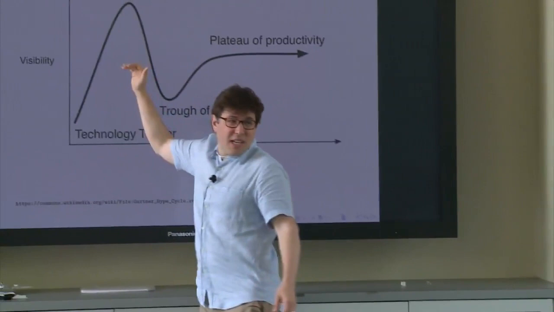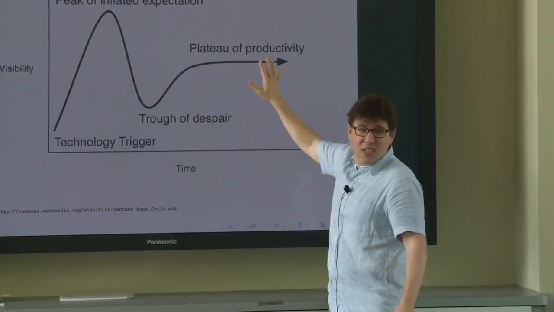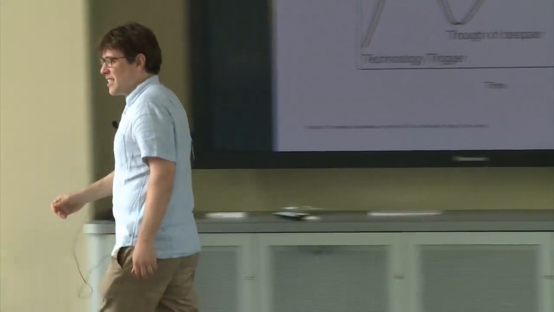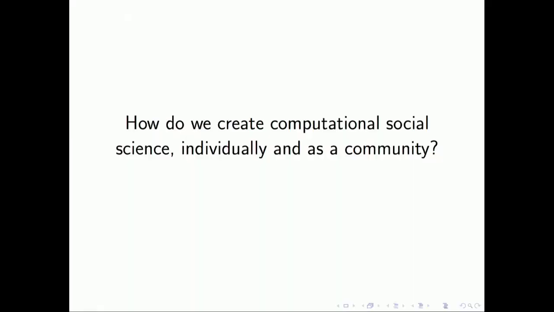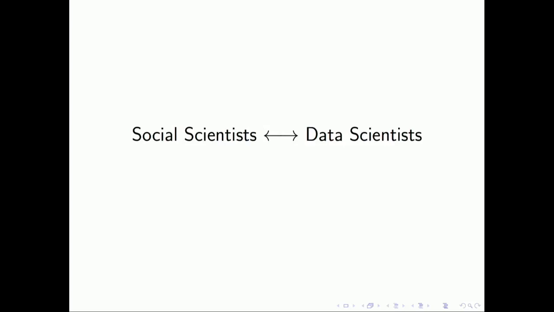One way to think about what we're trying to do here at this Summer Institute is we're trying to push down this peak of inflated expectations, we're trying to pull up the trough of despair, and then we're going to try to get you here as quickly as possible. And so how do we do that? How can we create computational social science, both individually and as a community? I think it's going to involve a lot of work between social scientists and data scientists.